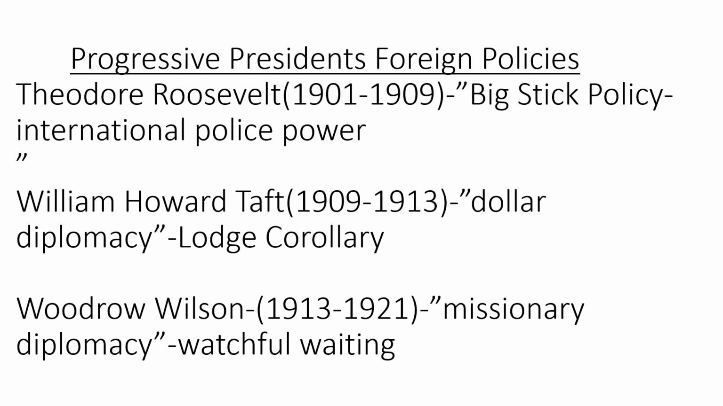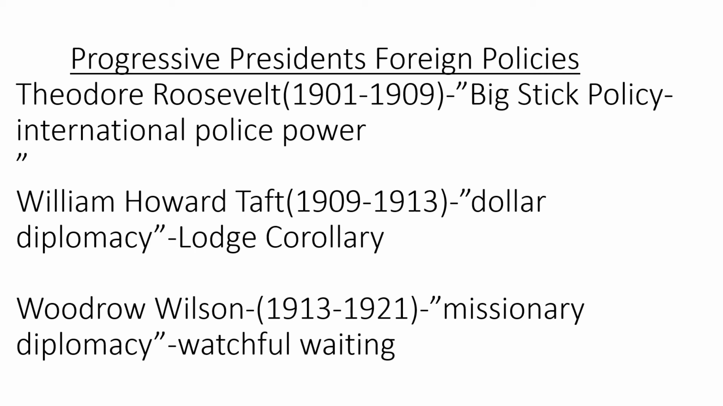The three progressive presidents each had their own style of foreign policy. Roosevelt's big stick policy, where the African adage of speak softly and carry a big stick was used, and America exercised its right as an international policeman. Diplomacy, yes, but with the threat of military action. Big stick diplomacy was used in Venezuela, the Dominican Republic, Cuba, and even at the Algeciras conference regarding Morocco. His Roosevelt Corollary to the Monroe Doctrine involved actively intervening in countries' affairs in Latin America if they had to.